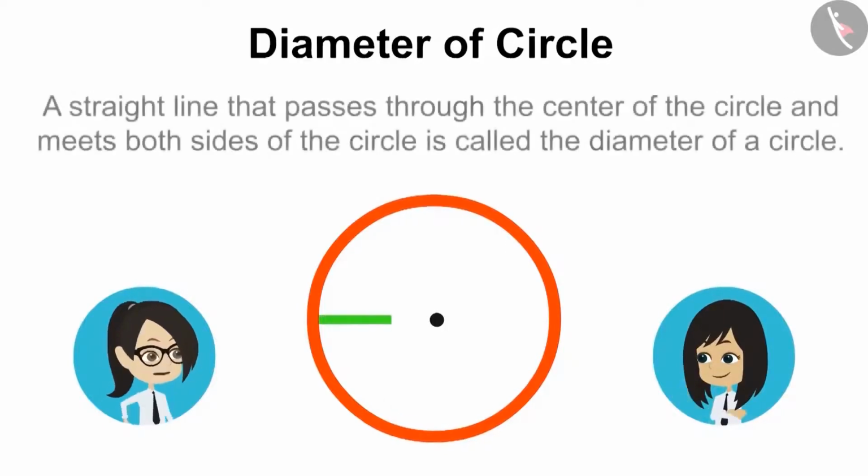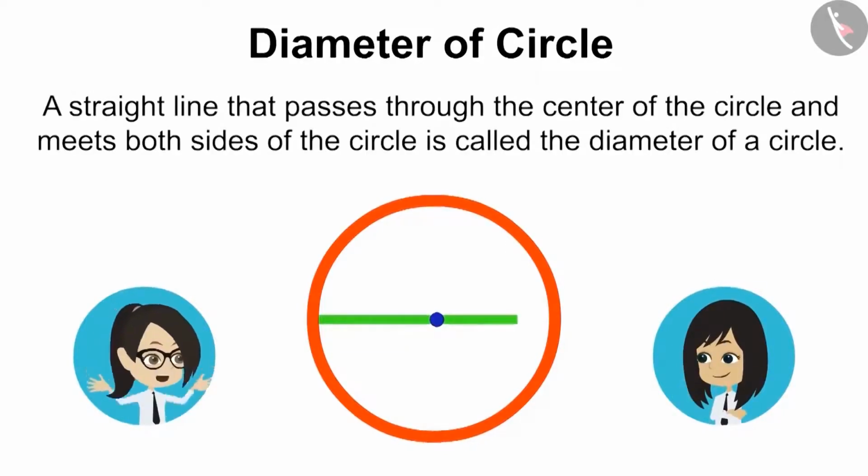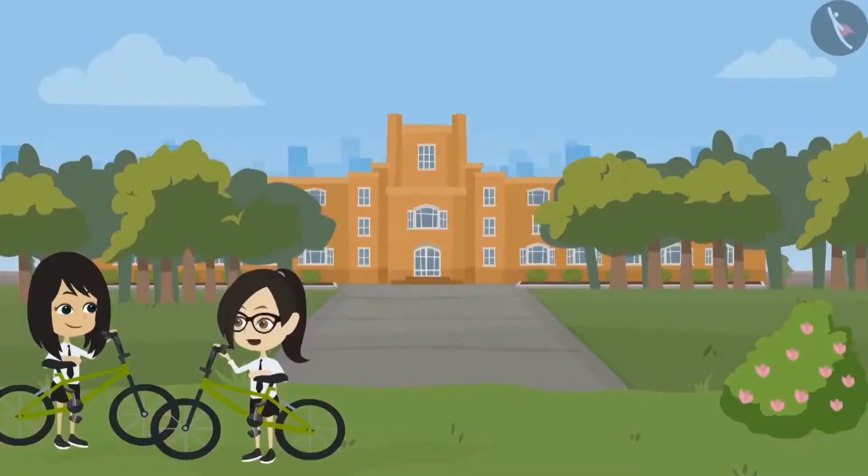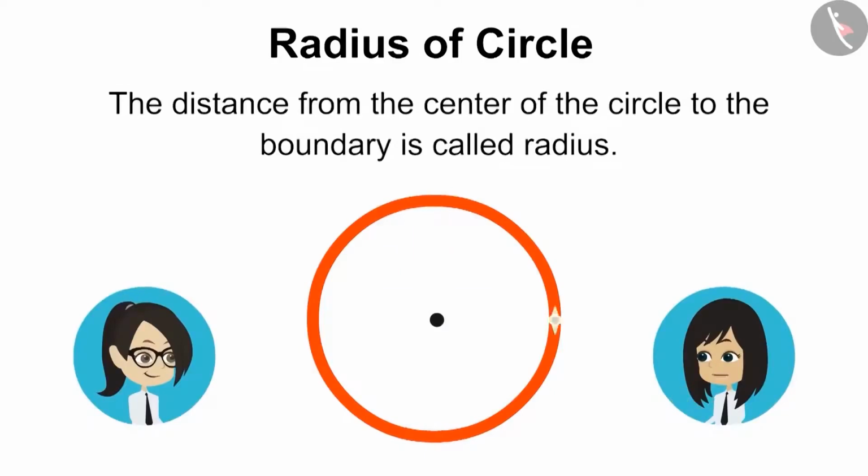A straight line that passes through the center of the circle and meets both sides of the circle is called the diameter of circle. Now remains the radius. You tell me about it. The distance from the center of the circle to the boundary is called radius.